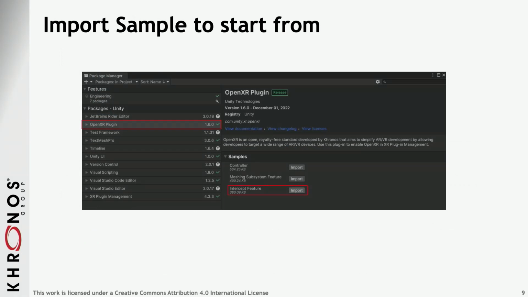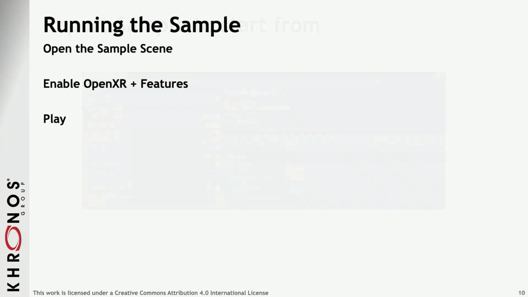To start, we have a sample that we ship with the OpenXR plugin. This is a view of the Unity package manager. The OpenXR plugin, you can view it here and enable it here. On the right-hand side, the samples include one called the intercept feature. So we're going to import that and run it. We're going to go through a couple of steps to show you how to run that sample and what it does.